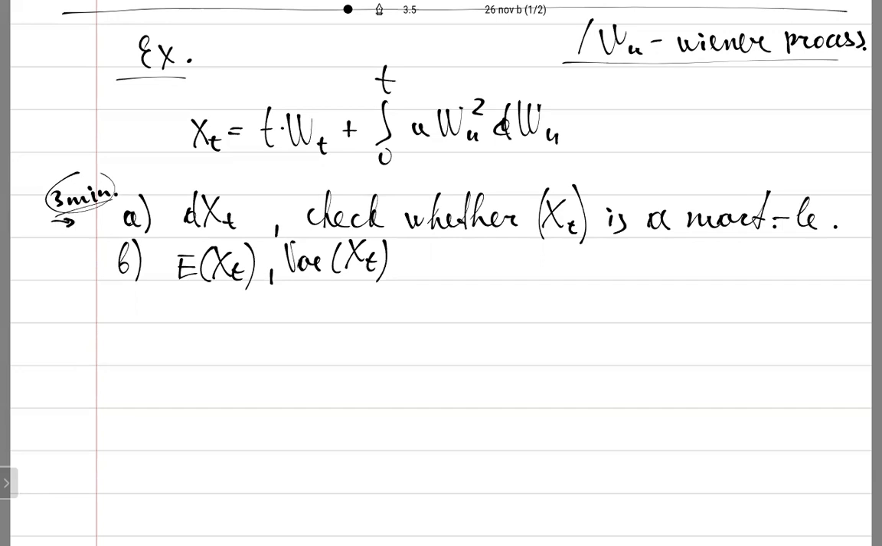How is it going? Is anyone trying to solve? Have you got stuck? Have you got the full answers? What's going on? We are trying to solve. Okay, that's great. The first one, point A.